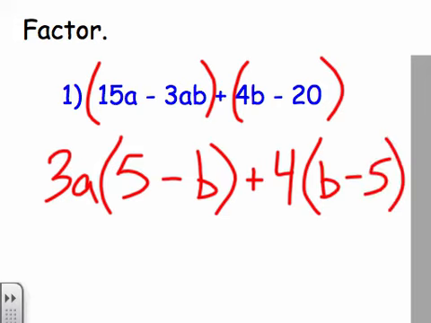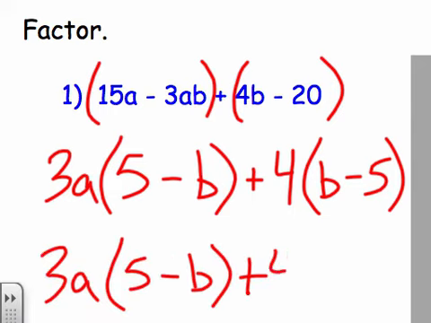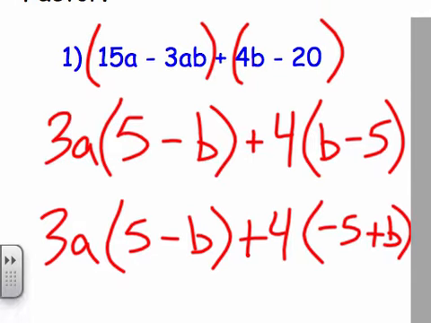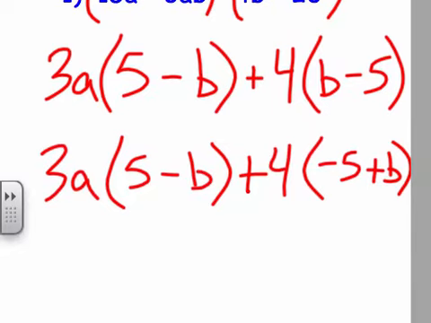Well, it's kind of goofy, isn't it? I have a 5 minus b, and a b minus a 5. So I need to do some mixing around here, don't I? Let's switch around my last one. So I'm going to say 3a(5 minus b) plus 4(negative 5 plus b), because that's a negative 5 and a positive b. To get those to match up, I need to factor out of the second one. I basically need to change each of those signs, don't I? Well, what can I factor out of there to change the signs? Maybe a negative 1, right?